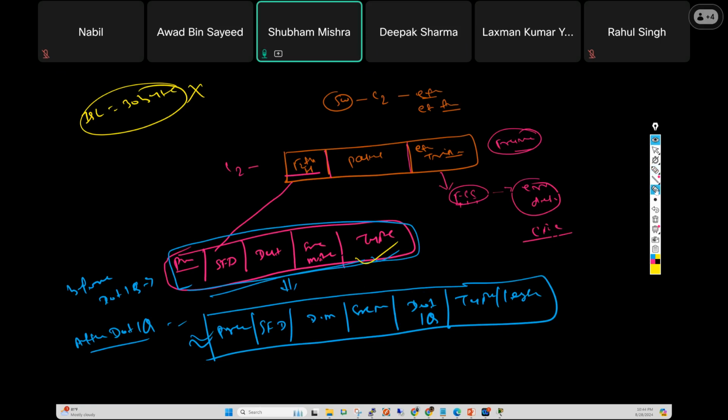Now, this .1q is also divided into 2 parts. Or you can say in .1q, you will get 2 fields. First one is TPID, and second one is TCI. TPID means tag protocol identifier, and TCI means tag control information. Understand? Clear? So in .1q, how many parts? 2 parts, TPID and TCI.